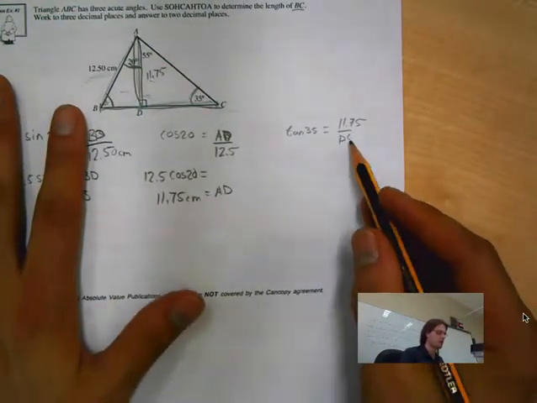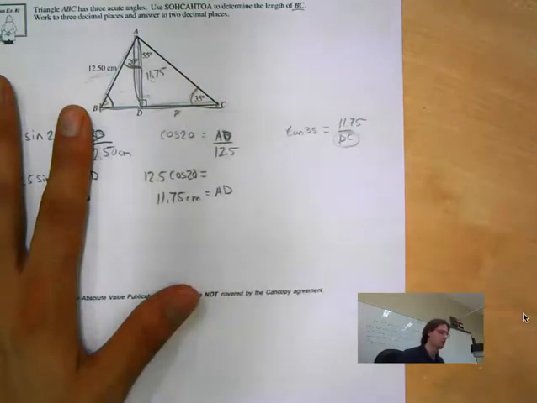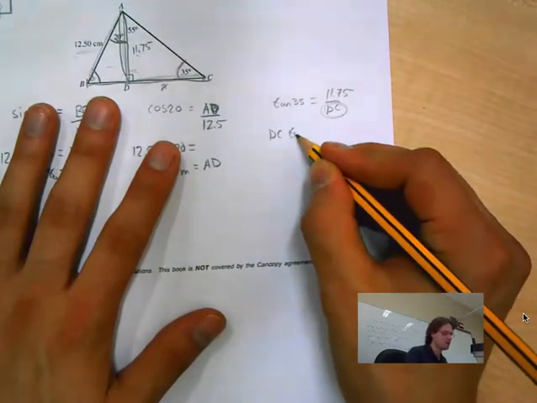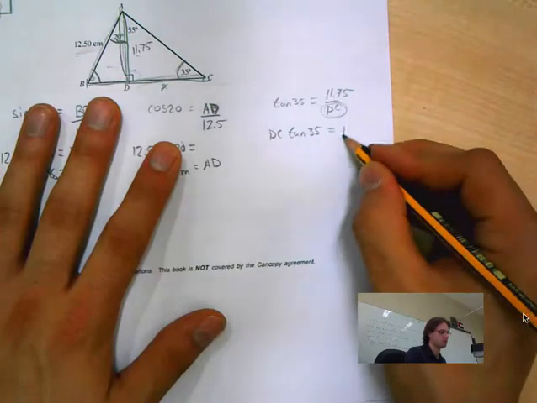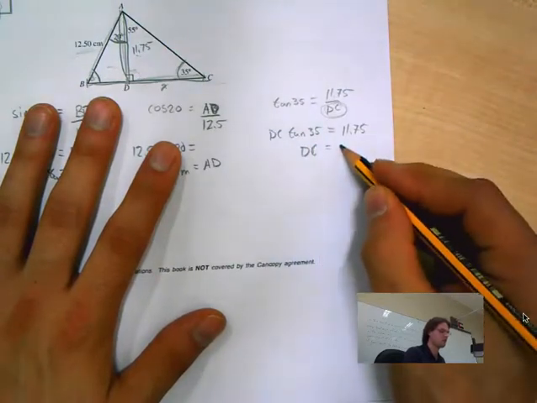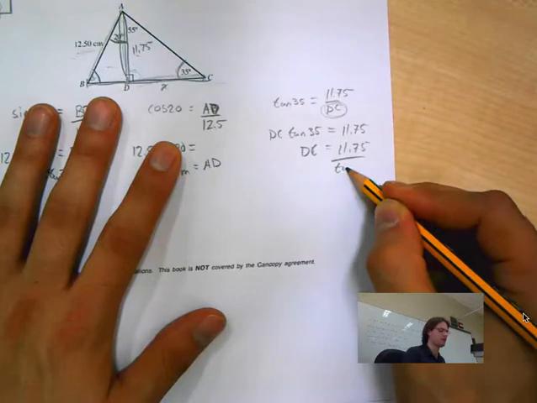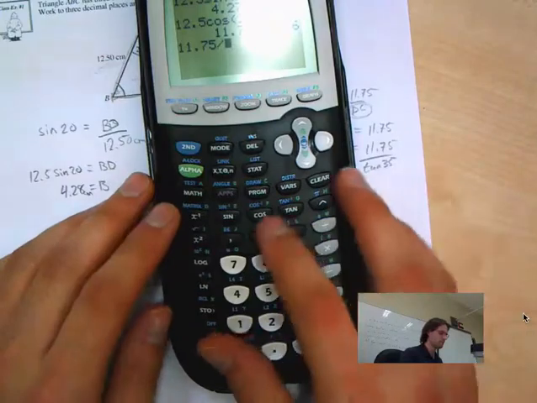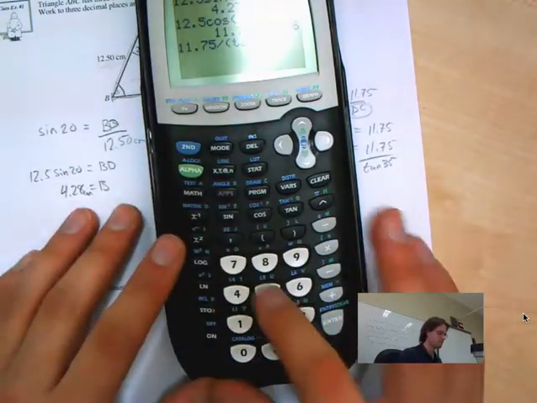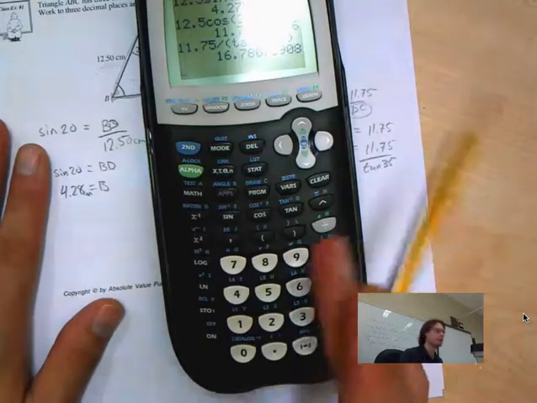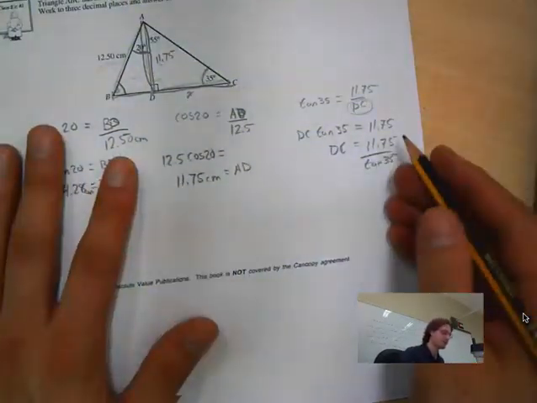So, continue this. We want this DC, this is my variable, or I could say x, on top, because we don't like a variable on the bottom. So we have DC tan 35 is equal to 11.75, okay? So we divide both sides by tan 35, so I get DC is equal to 11.75 divided by tan 35. There we go. So I'm going to put it in my calculator and see what we get. Once again, when you're doing these calculations, it's very important that you make sure your calculator is in degrees and not radians. So I'm going to get 16.78.